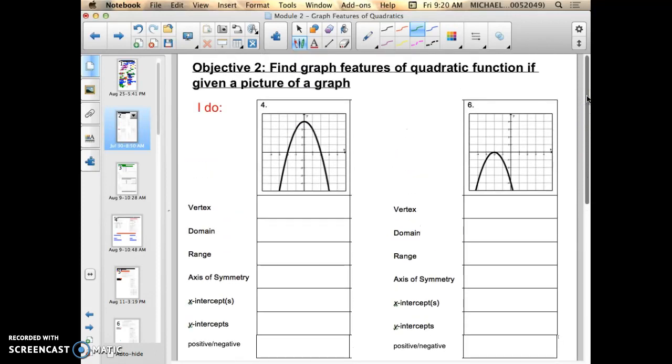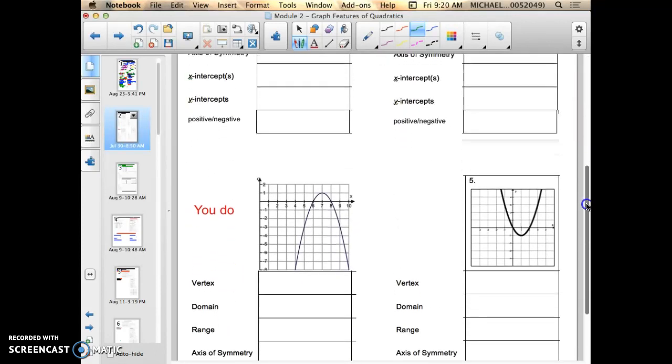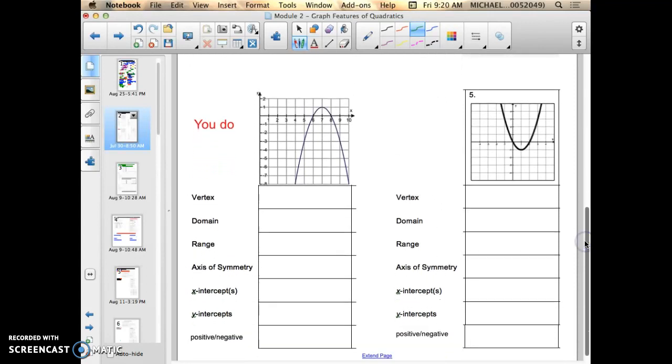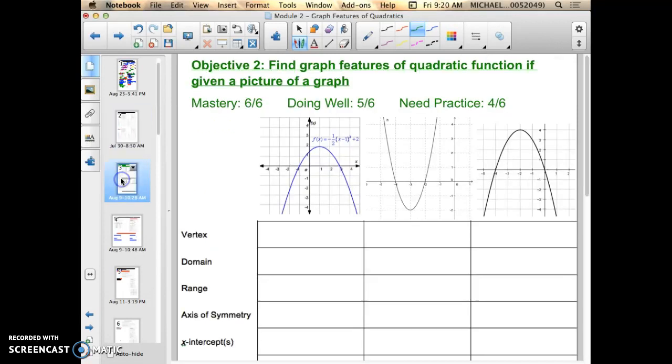I'm going to do 2 examples, and then I'm going to have you pause the video and try 2 on your own, and then after that, if you pause it and you got the right answers after you checked with my answers within this video, you can move on to the practice work. And again, it's 6 different graphs, and your goal is mastery, 6 out of 6.